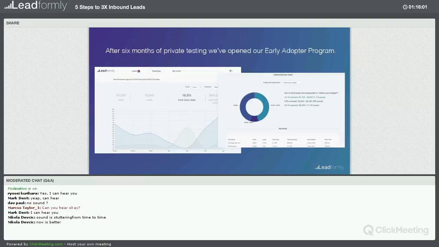And we actually launched this yesterday. So we've been testing Leadformly privately for about 6 months, and we just opened up the early adopter program yesterday. Really good results so far. We've got lots of interest from people, and lots of beta testers signed up.